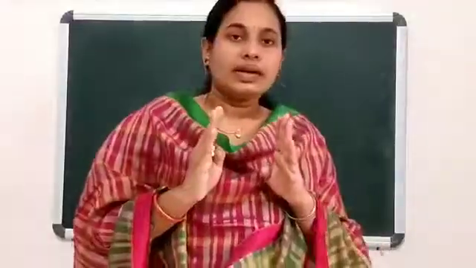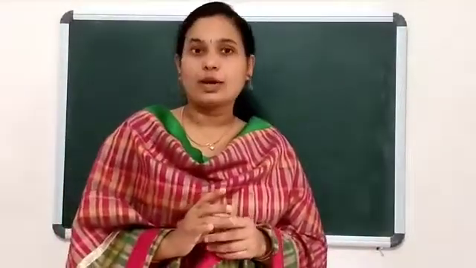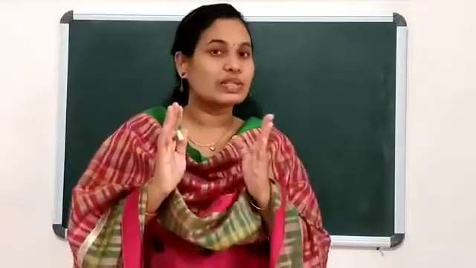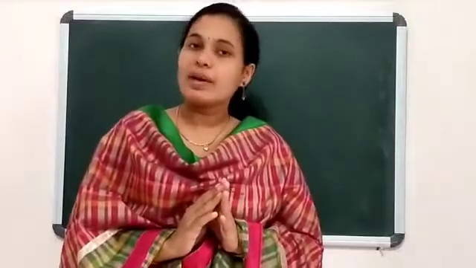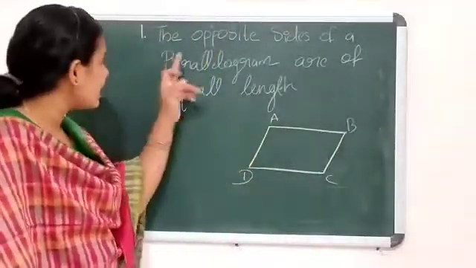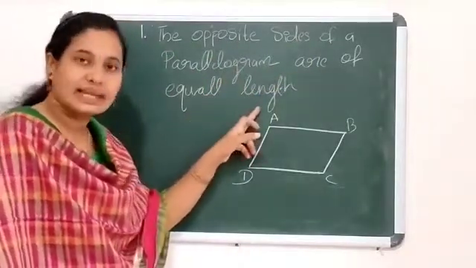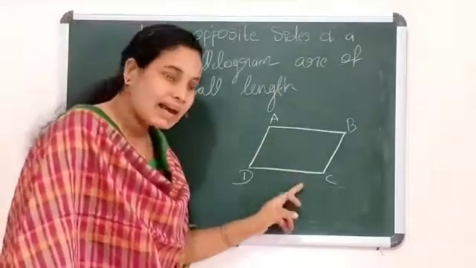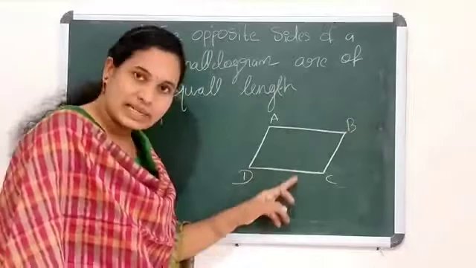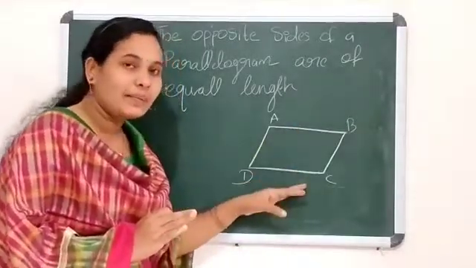Now we are going to discuss some properties of a parallelogram. Every property of a parallelogram is very important, so study them well. Here is the first property of the parallelogram: the opposite sides of a parallelogram are of equal length. Here you can see a parallelogram ABCD. Here AB and CD are opposite sides. So, for a parallelogram, the opposite sides are equal.